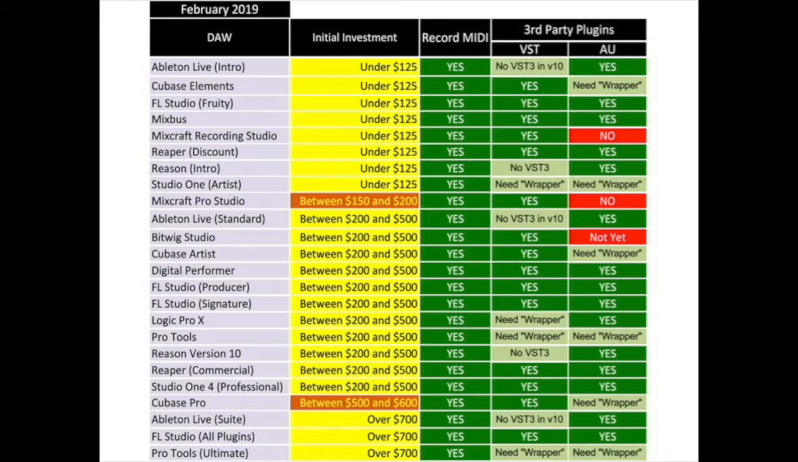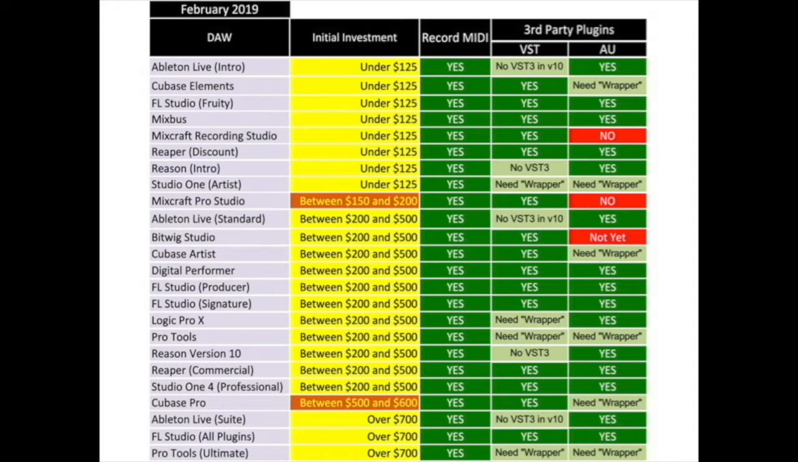And for the cost, instead of showing each price point, I organized the cost into ranges. Under $125, between $150 and $200, between $200 and $500, between $500 and $600, and over $700. I use ranges because specific price points will tend to vary from time to time, right?